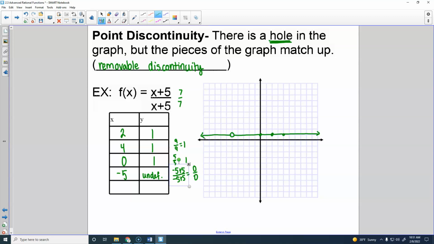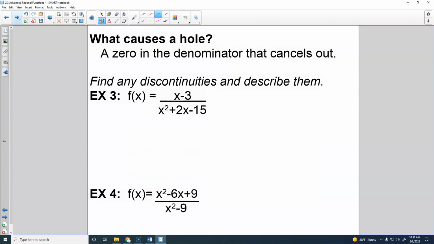Okay? This is called a point discontinuity or removable discontinuity because it could be fixed with one tiny point, right? If we had just one point that we filled in right here, then it would no longer be discontinuous. So just one point could remove that discontinuity. That's why you see those phrases there. So let's look at the types of problems you're going to see about this. A hole is caused by a 0 in the denominator that does cancel out.